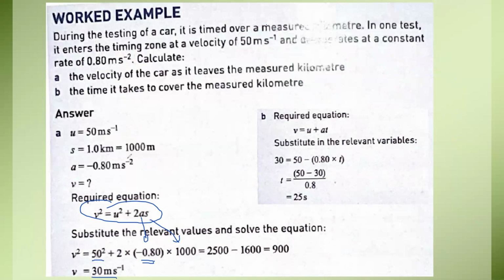Now we have the final velocity. If we need the time, we can use v equals u plus at, the first equation. We have the initial velocity, the acceleration, and the final velocity. For the deceleration, we substitute a negative value and work it out. It will take about 25 seconds. And what is the criteria for using such equations? The object should have a constant acceleration or deceleration. If an object does not have a constant acceleration or deceleration, we cannot use these equations. Is it clear, this worked example? Any doubt in this?